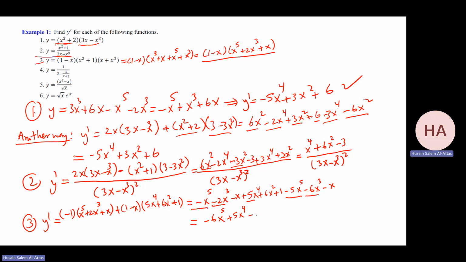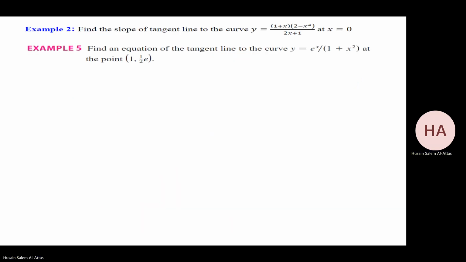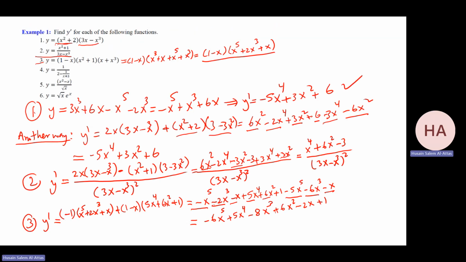So it's minus 8x cubed and the 6x squared. That's it. Nothing else. This way I can be sure I'm doing them all. And I have minus x and minus x, so it's minus 2x plus 1. Yeah, I did them. So I think I did all of them. That's it.